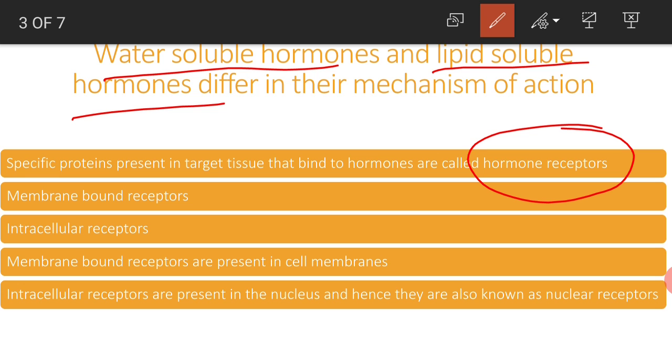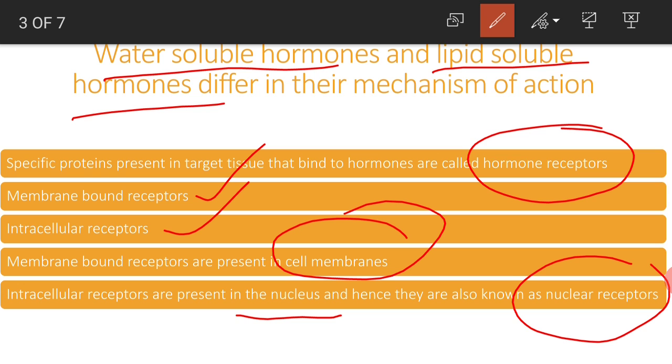That means some receptor proteins are bound to the plasma membrane or they may be an integral part of plasma membrane and some other receptors may be found within the nucleus. Like that, membrane bound receptors and the intracellular receptors are the two types of receptor proteins that are present in different target organs. Membrane bound receptors are present in cell membrane. Intracellular receptors are present in the nucleus and hence they are also known as nuclear receptors.